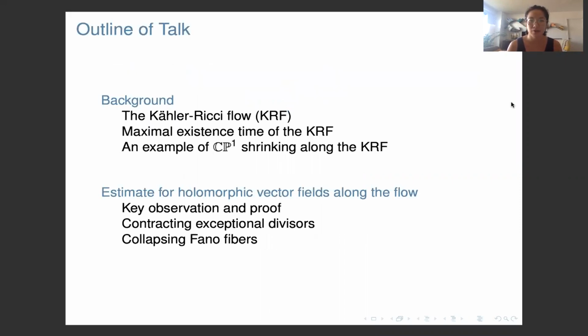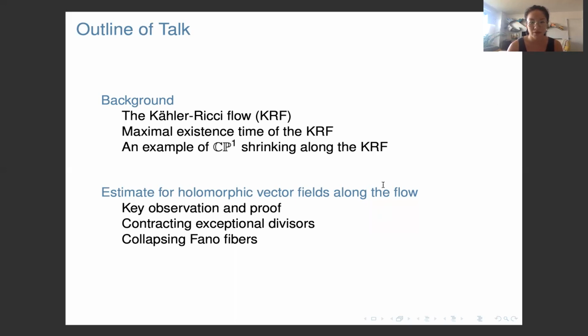Okay, so today I'm going to go through the outline of the talk first. Since the central topic is the Kähler-Ricci flow and its behavior, I'm going to first start off by defining the Kähler-Ricci flow, which I'll denote by KRF. And from there, move into talking about maximal existence time of the flow and provide a concrete example of a case where the flow shrinks CP1.